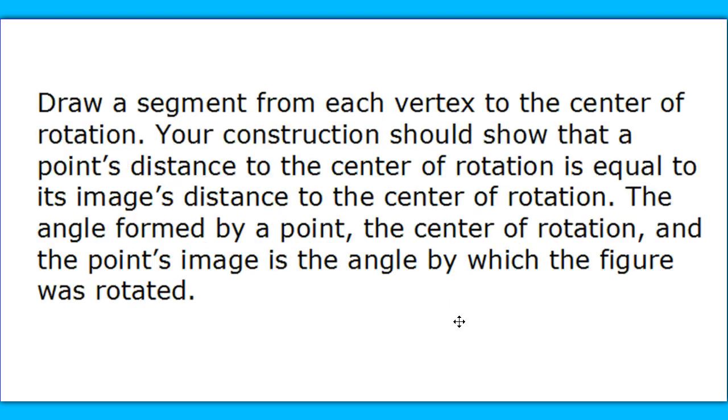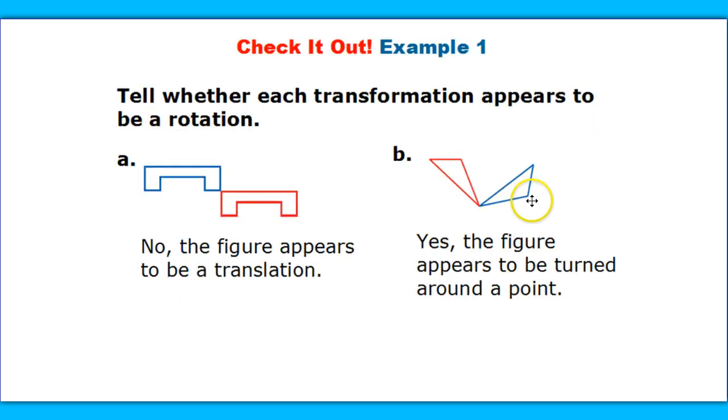Okay, so we are going to draw a segment from each vertex to the center of rotation. And we can construct rotations then, which will show that a point's distance to the center of rotation is equal to its image's distance to the center of rotation. Let's look at this. So that means this vertex, if this is the center of rotation, is the same distance to this center point as the corresponding vertex in the image. See that? Here we have the pre-image. It appears to be the same distance from this point of rotation as its corresponding image.